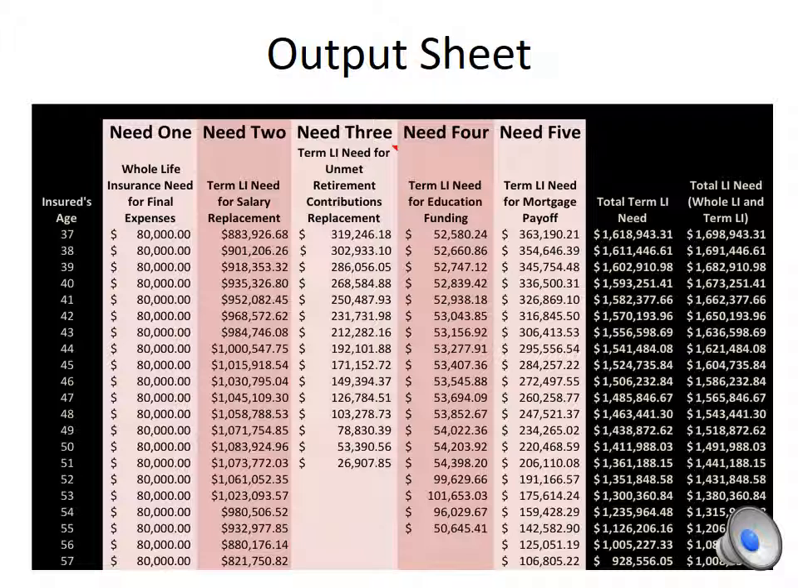Need 5. This is the mortgage payoff. Given she were to die today, $363,190.21 of term life insurance would pay off the couple's mortgage.